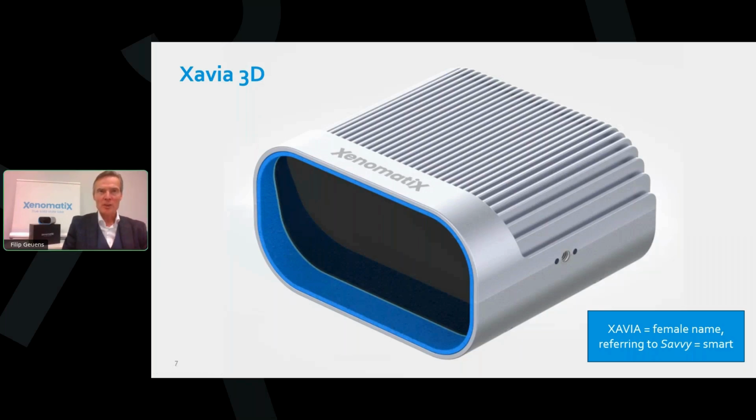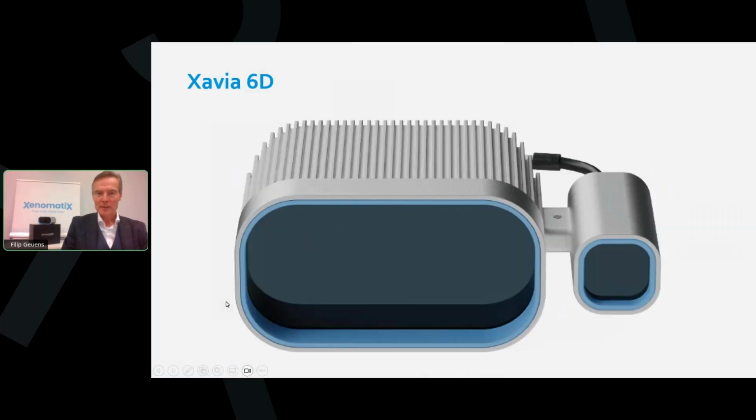So let's make it more tangible now, and let's move on to Xavia. We have humanized our product. We call her Xavia. Xavia is a common South European name, and it refers to the English word savvy, which means smart. And you will learn our lady here is very smart. We have 2 variants of Xavia. The one you see now is Xavia 3D. This is the LiDAR only version, pure LiDAR. There's also Xavia 6D. This is the combo LiDAR plus camera.